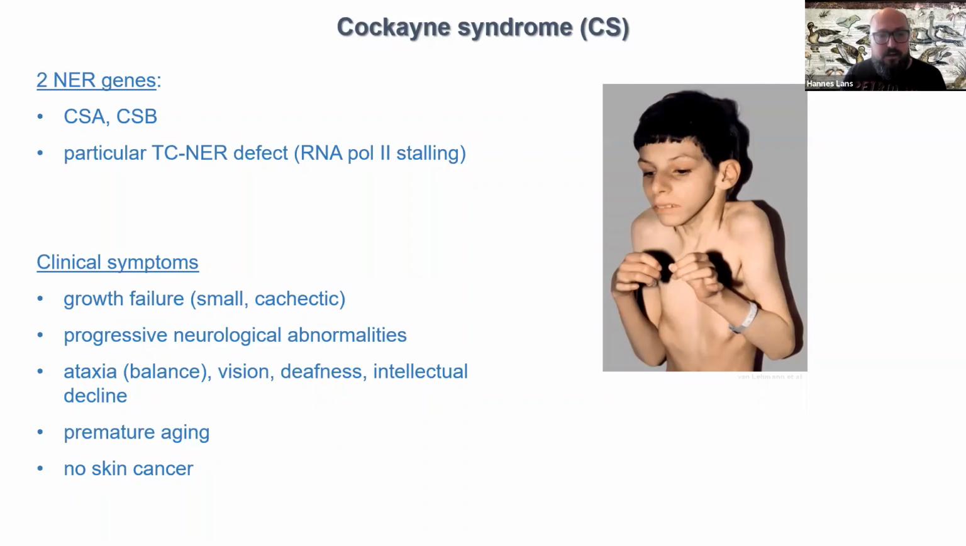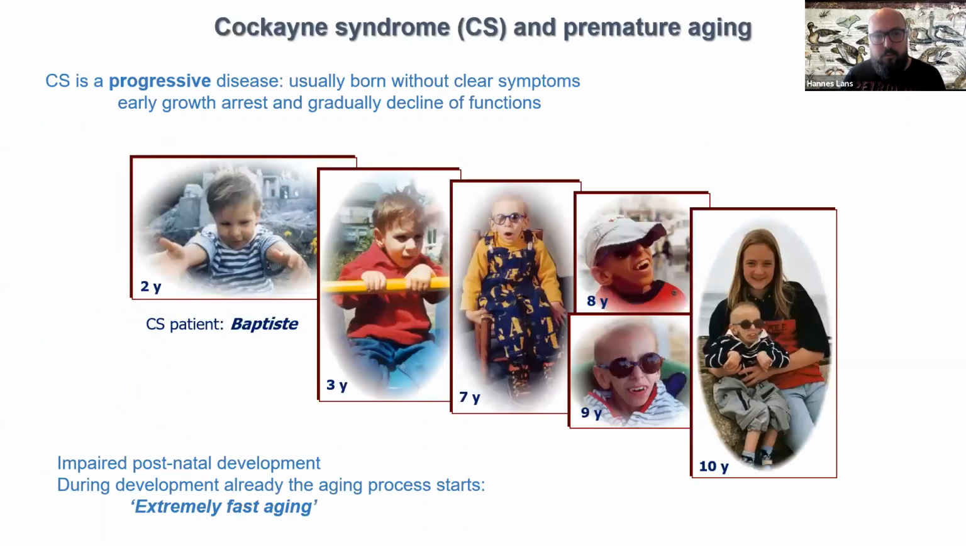And very strikingly, they show this premature aging phenotype, which is well shown by a famous patient in our field, who was called Baptiste. He lived from 1993 to 2003. As you can see, at a very early age, he looked like a normal developing boy. But as he got older, there was a gradual functional decline until he reached the age of 10. Here you can see him in a picture with his sister, who is only 1 year older. And you can see that he basically looks like an old man.